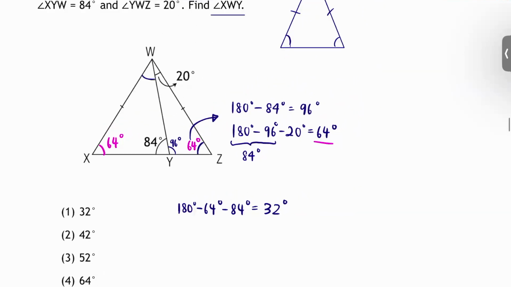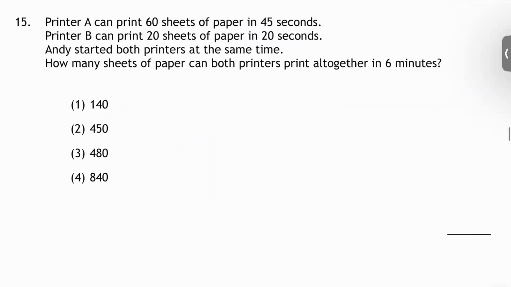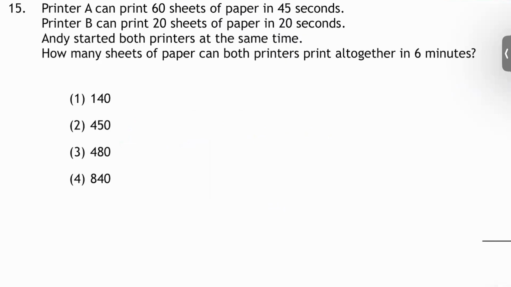Moving on to question 15, the last question of section A MCQ. Rates question. Printer A can print 60 sheets of paper in 45 seconds. Printer B can print 20 sheets in 20 seconds, and they both started at the same time. How many sheets can both printers print all together in 6 minutes?